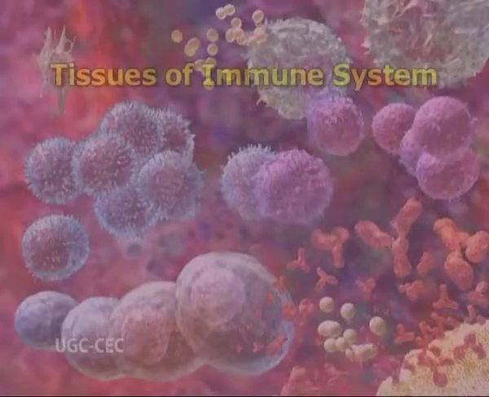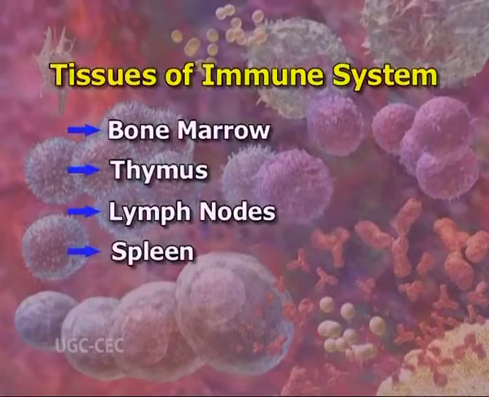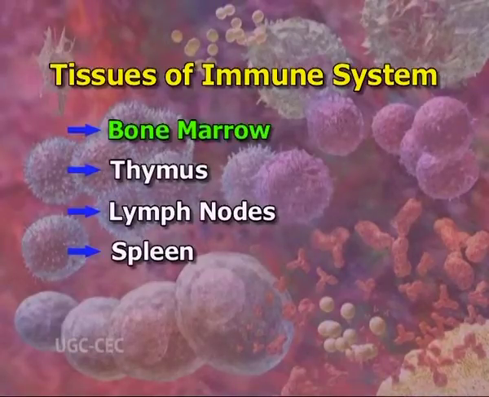Some are found in particular organs and glands such as bone marrow, thymus, lymph nodes and spleen. Bone marrow is soft tissue located within the hollow interior portion of bones. There are actually two types of marrow. Red marrow produces red blood cells, platelets and most of the white blood cells, while yellow marrow produces a few white blood cell types.